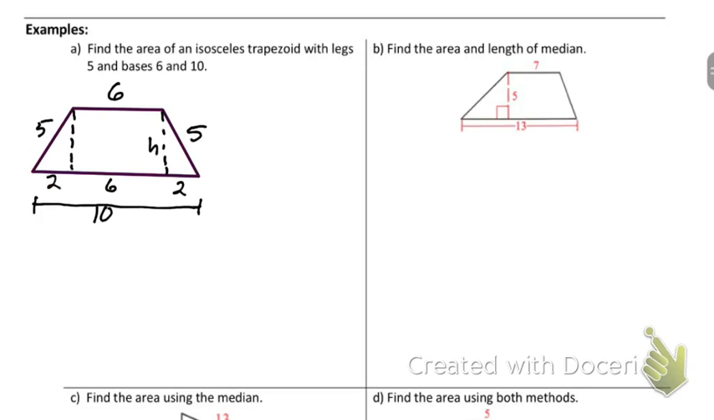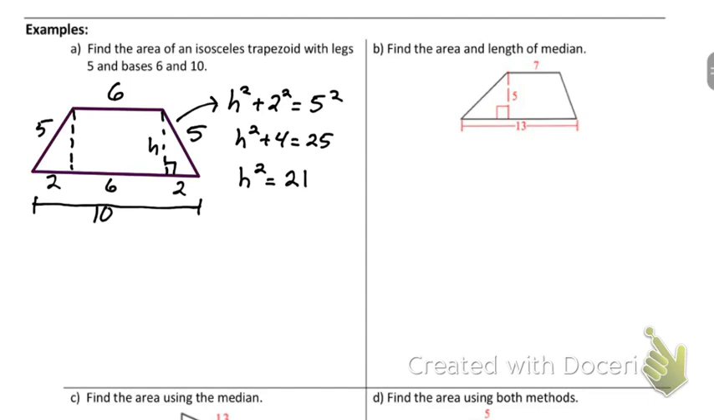Now my height is just that dashed line. And that is a right triangle. So we're just going to use a squared plus b squared equals c squared to come up with our h. I should draw my arrow the other way. So we are going to have h squared plus 2 squared equals 5 squared. Well, that's just going to be h squared plus 4 equals 25, which is just going to be h squared equals 21, which is going to give me h equals square root of 21.